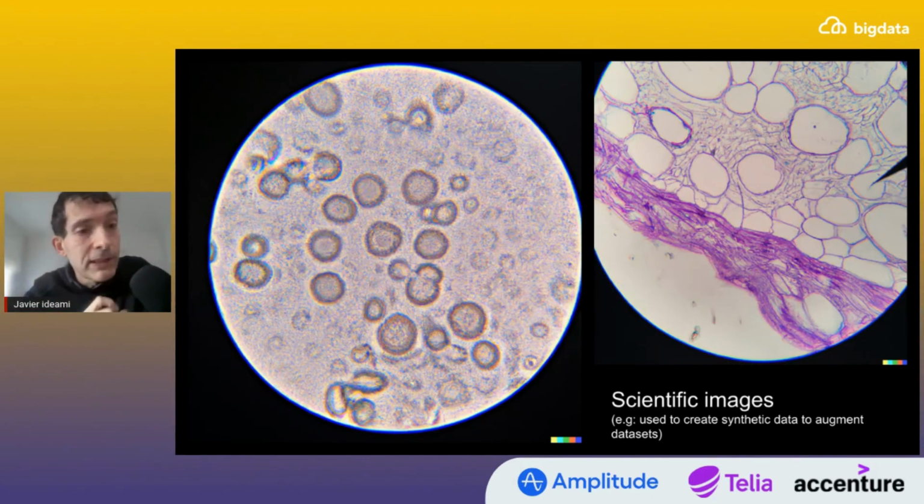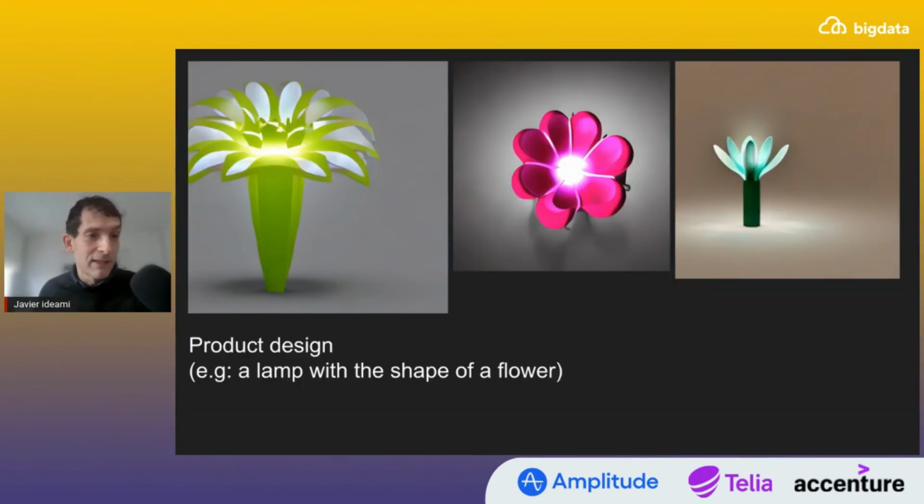Now, scientific images is very interesting because many times in medical data sets there is not enough data, and you can use generative AI basically to augment data sets with synthetic generations that are going to create variations of existing data. This is very useful. Now, product design, a lamp with the shape of a flower. This is very useful as well.